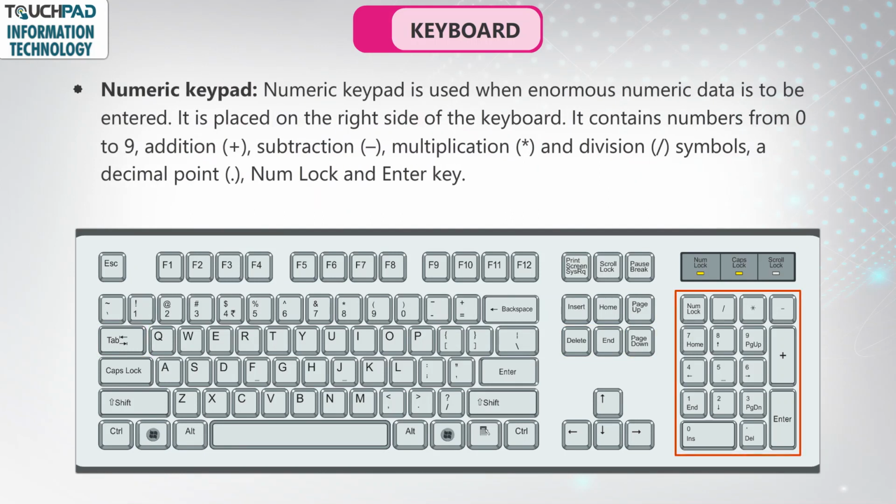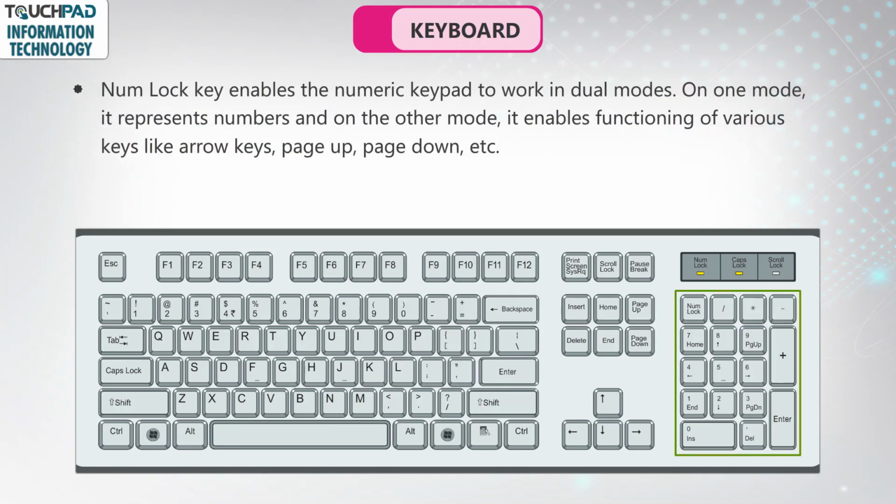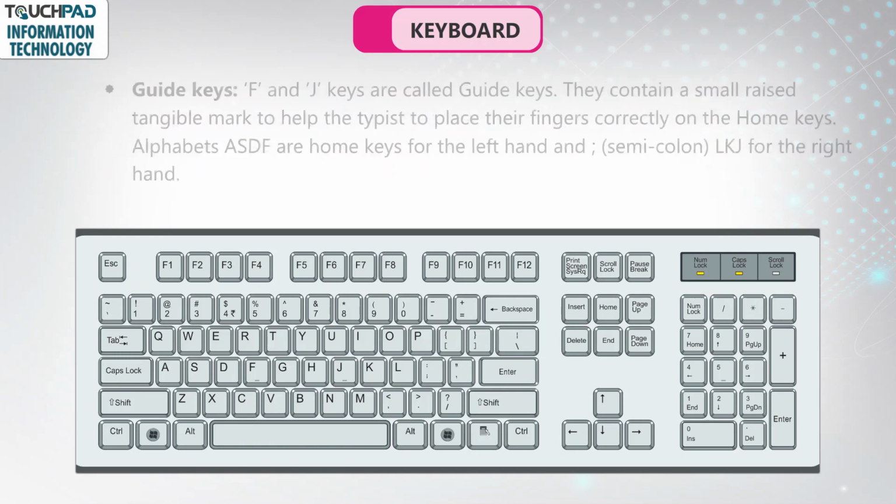Numeric keypad. Numeric keypad is used when enormous numeric data is to be entered. It is placed on the right side of the keyboard. It contains numbers from 0 to 9, addition, subtraction, multiplication and division symbols, a decimal point, numlock and enter key. Numlock key enables the numeric keypad to work in dual modes. In one mode, it represents numbers, and in the other mode, it enables functioning of various keys like arrow keys, page up, page down, etc.